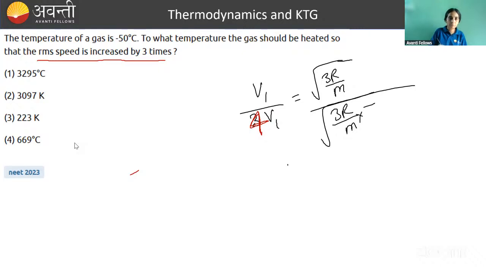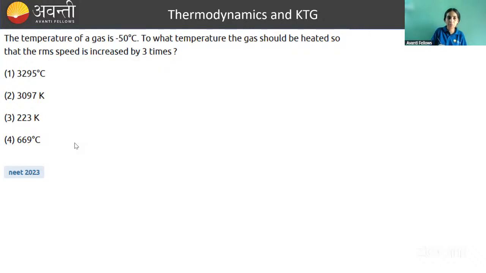ठीक है, everyone got it? What is the question given here? Question is, at what temperature the RMS speed will get increased by 3 times? So if initial RMS speed is V1, final RMS speed will get increased by 3 times. It means it will become V1 plus 3V1. Okay. So let's say V1 is at temperature -50 degrees centigrade.